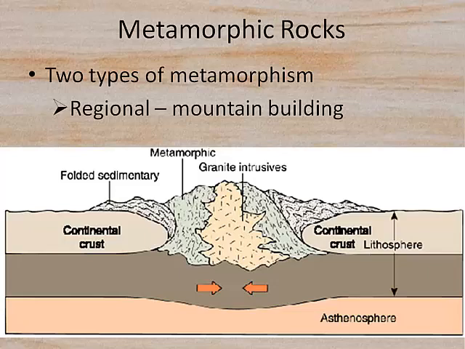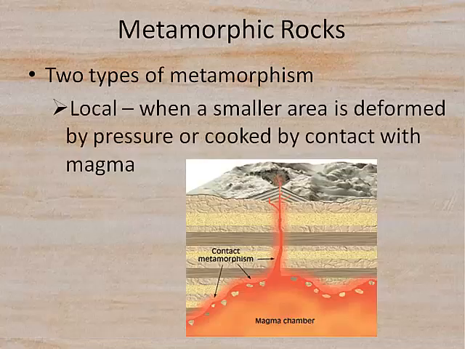When two continental plates converge on each other, they put enormous pressures on the rocks where the two plates come together. This type of metamorphism can cover large distances, many miles. The second type of metamorphism is local. That's when magma moves into an area and it basically cooks the rocks that it comes in contact with.